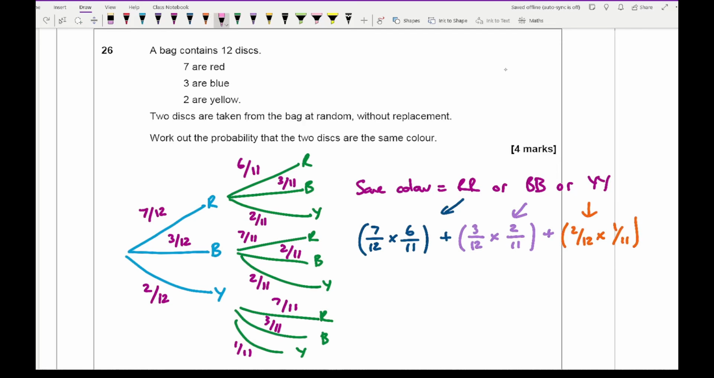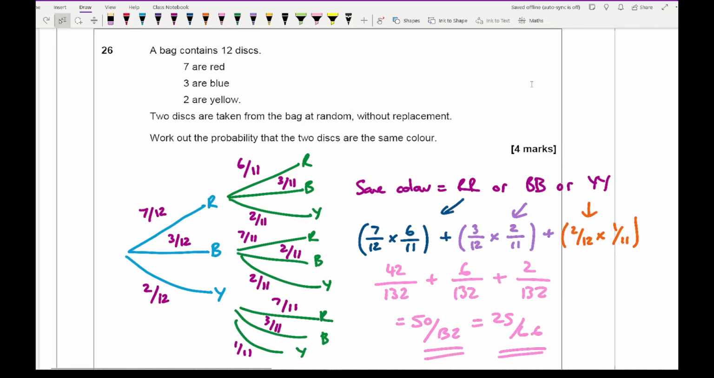So adding all of these up, I end up with 42 over 132 plus 6 over 132 plus 2 over 132, which gives me a total of 50 over 132, which I can simplify as 25 over 66. So any of those 2 answers would be absolutely fine as your final.